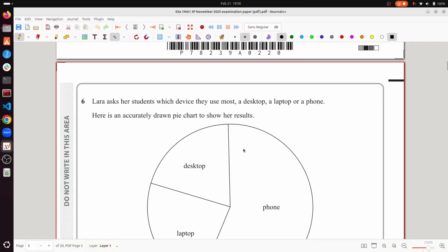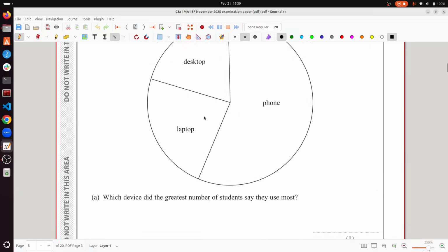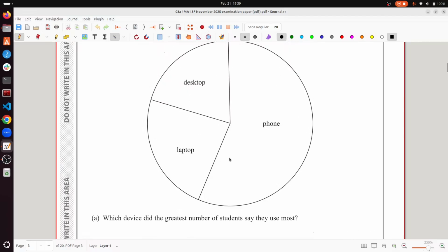For number 6, 6b says measure the angle in the pie chart representing laptop. So I don't have a protractor to use to measure on my screen, but what I would have done is to reference my 0 line and find out what this angle is, and I've done that on my paper, and that comes out to 84 degrees, and that's the correct answer when I checked on the mark scheme.